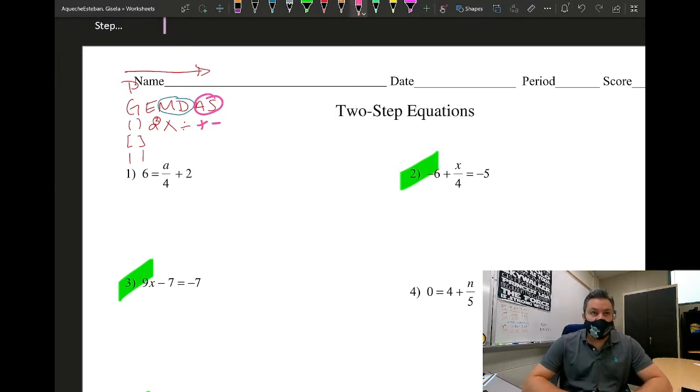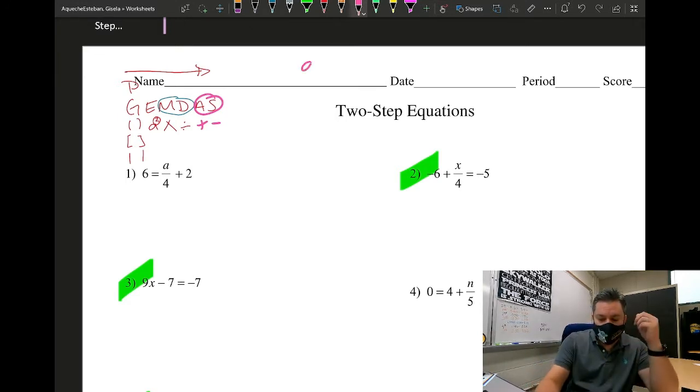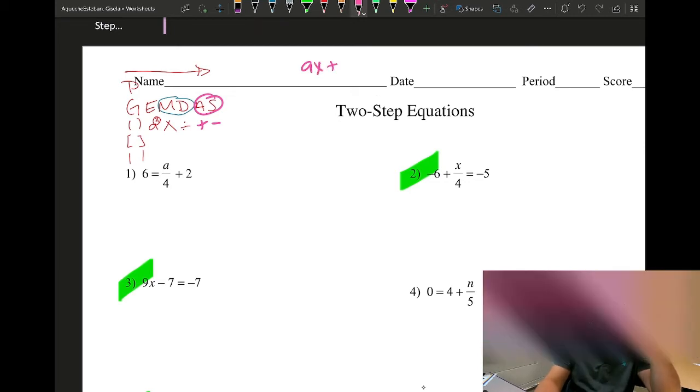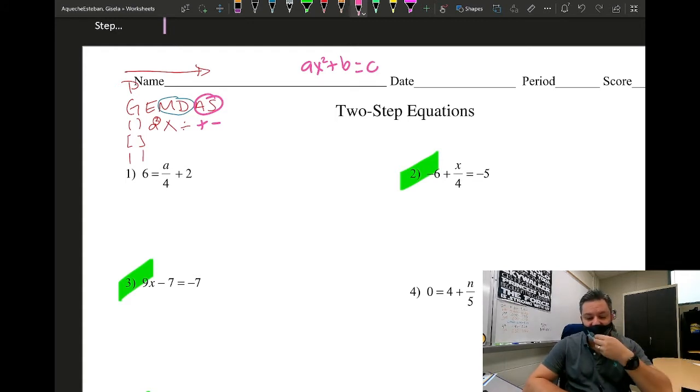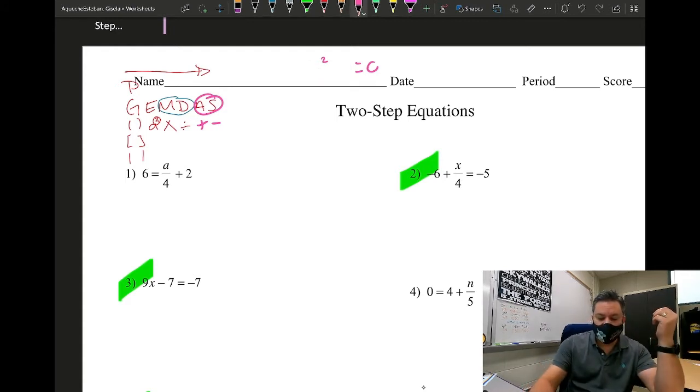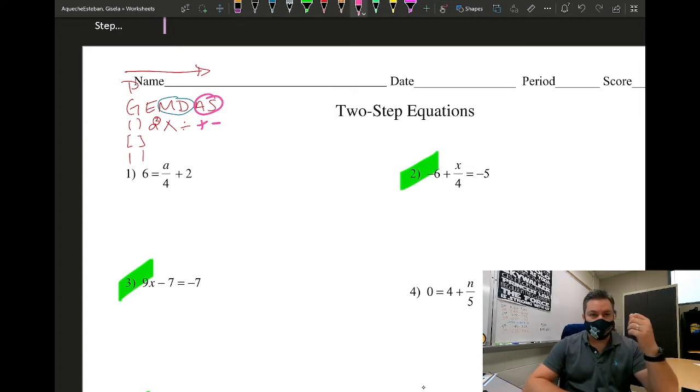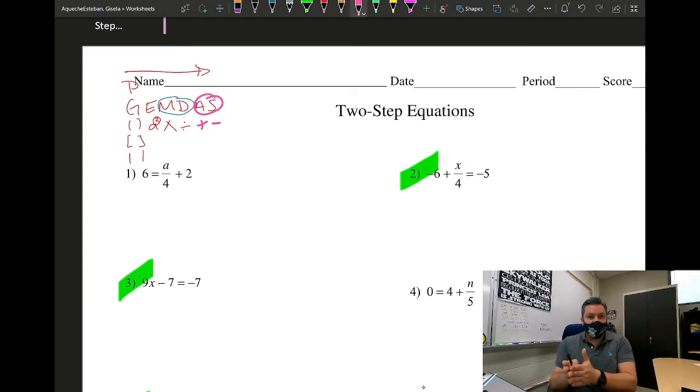Now, the standard form of an equation is going to be ax plus b equals c. Something like that. ax squared plus b equals c. We're not going to deal with exponents at this time. So our equation is just going to be one variable, two steps. That's it. The variable is going to be the letter in the equation. Why is it called a variable? Because that number is going to vary depending on the solution. We don't know what that is, and it can change.